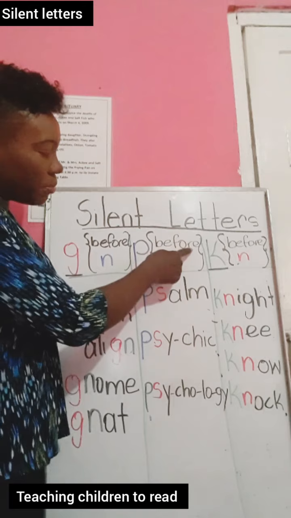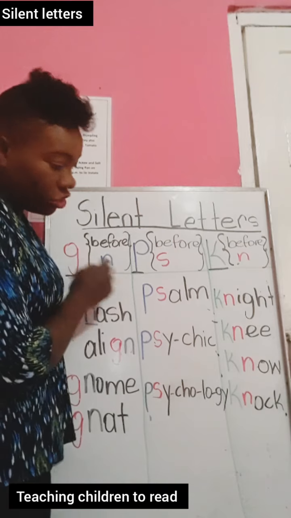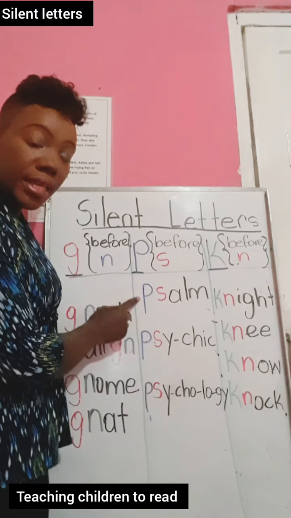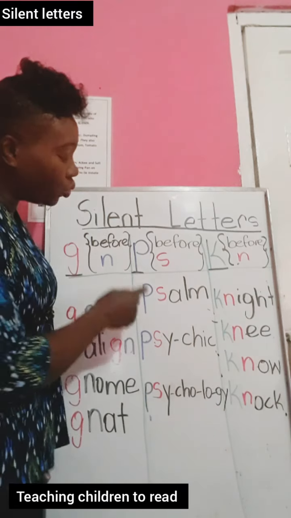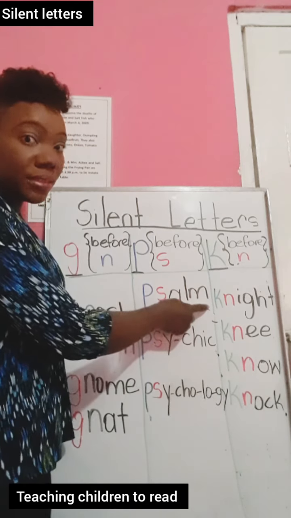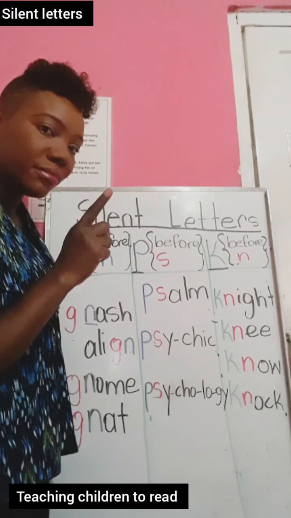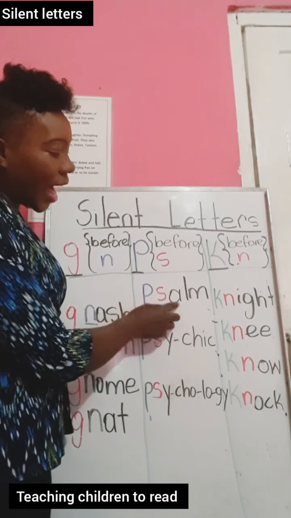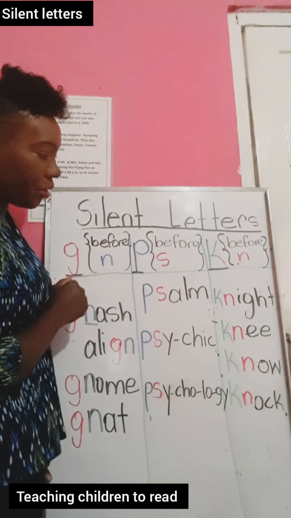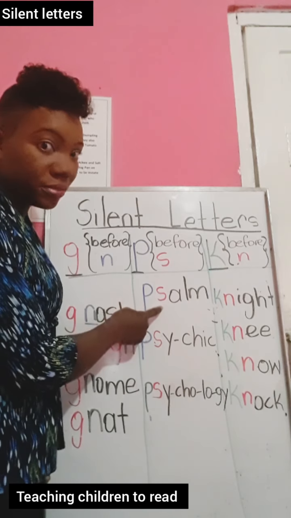Now let's go over to P. For P, it says before S, the P is silent. So when you see words like these with P and then an S, you do not say the sound of the P. Do not say the sound. You start with the sound of the S. Yes, the S tells the P, do not talk. I am here, I will do the talking. So you say, Sam. And that's the word. P does not talk because the S is there, telling him to shut his mouth.